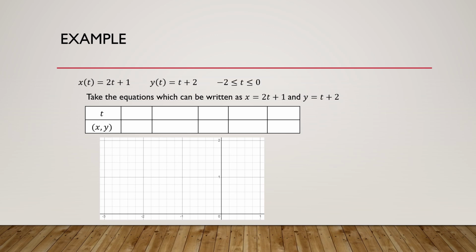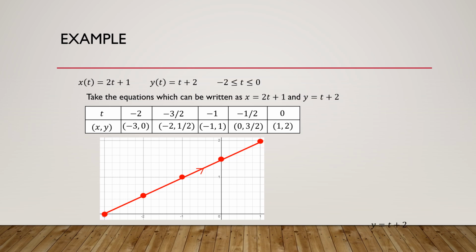Starting with the lower limit, at t equals -2, x will be -3 and y will be 0. At t equals -3/2, x equals -2 and y equals 1/2. At t equals -1, x equals -1 and y equals 1. At t equals -1/2, x equals 0 and y equals 3/2. At t equals 0, x equals 1 and y equals 2. Connecting the points leads to a linear relationship. Assuming t describes time, then the linear graph can be described as movement from the first value to the last.